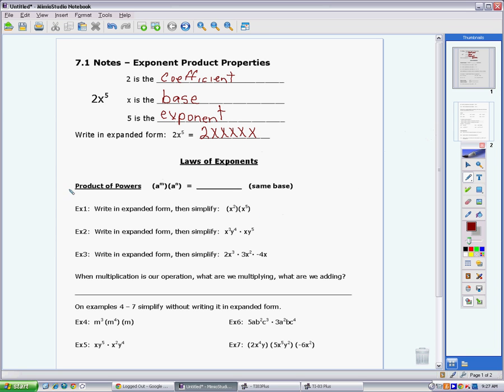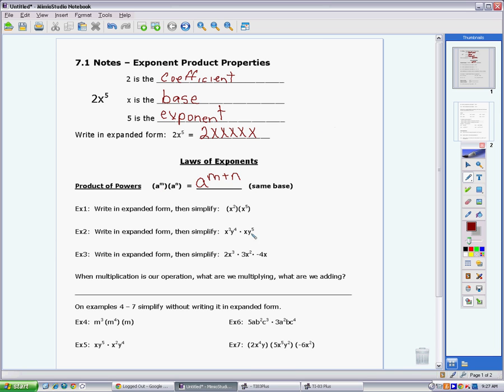Laws of exponents. So we've got the product of powers is one of the laws, and we're taking a to the m times a to the n. So our bases are the same. We're multiplying the same base number, and we have the exponents. So what's going to happen is whenever we multiply powers like this, it ends up that the exponents get added together. So we're going to be adding the exponents whenever we're multiplying the same base together.